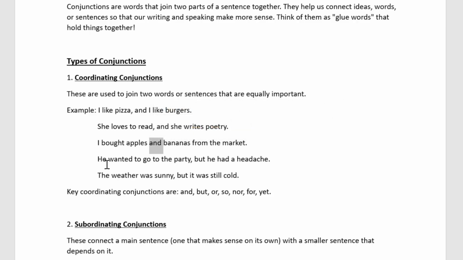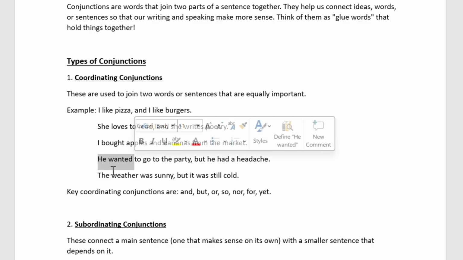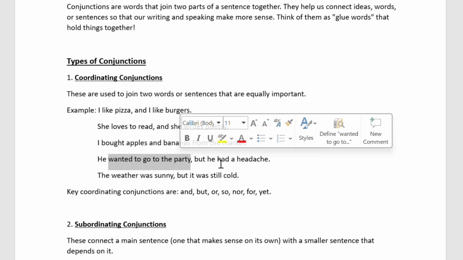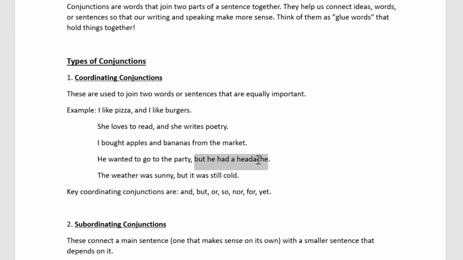He wanted to go to the party, but he had a headache. So we can also use conjunctions in cause and effect form. He wanted to go to the party can mean he actually wanted to go, but he could not. And now in the second part we are saying the reason: he had a headache. So we connected these two, cause and effect.